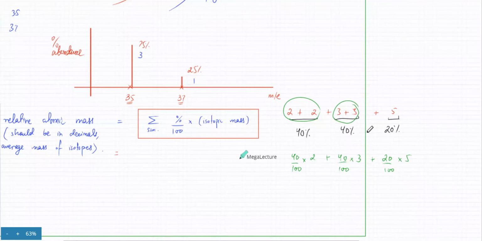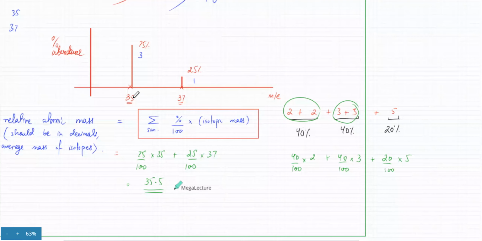So how would you find the relative atomic mass? 75% of the time you're getting 35. So it's going to be 75 over 100 into 35, plus 25% of the time you're getting 37. You calculate this and you get 35.5. So that's how you're going to take the average of the isotopic masses. Is this formula clear to everyone? Yes or no?